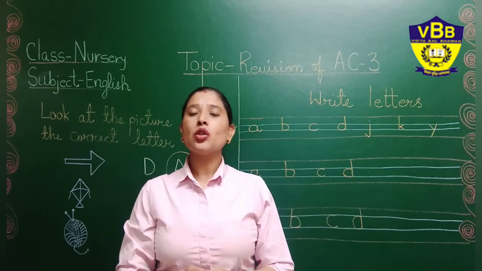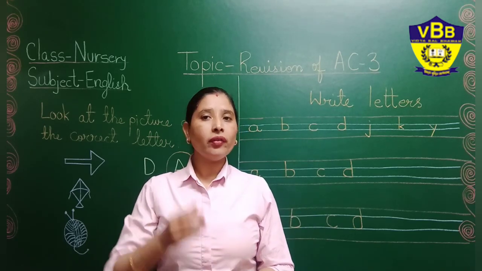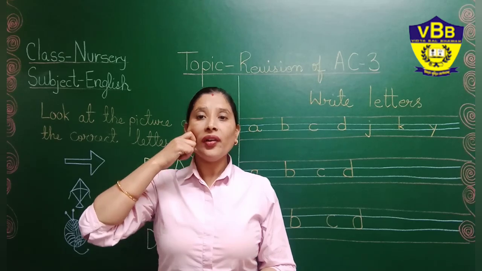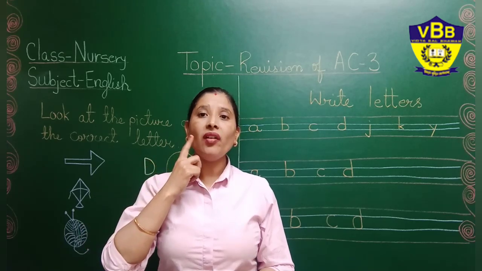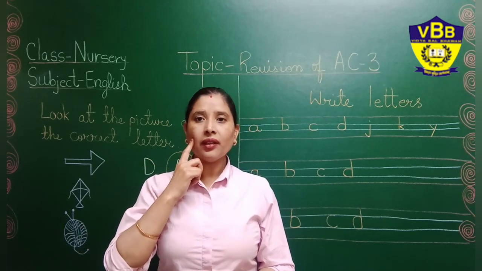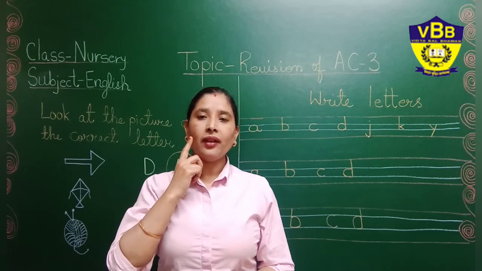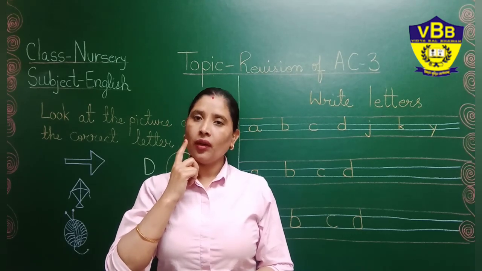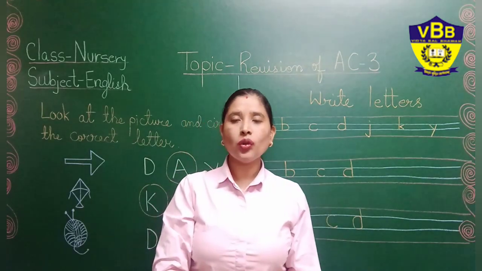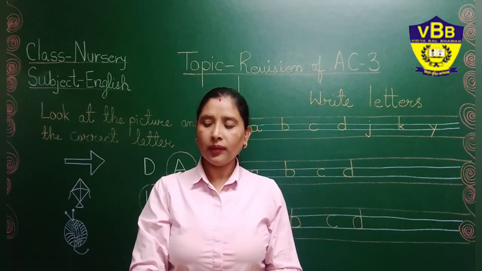And to write small d, the curve will be drawn on the right side. This is our right cheek. Alright, to make letter D, small d. Alright, so this is how you all have to remember.